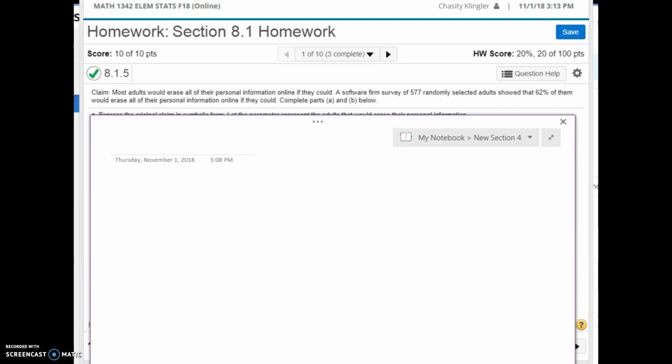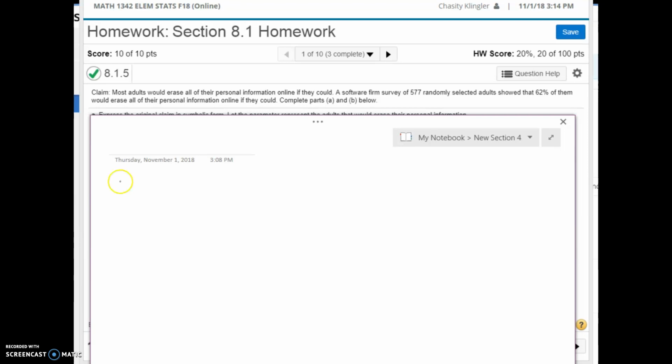It says, most adults would erase all of their personal information online if they could. And then it goes on to say a software firm survey of 577 randomly selected adults showed that 62% of them would erase all of their personal information online if they could. And you're going to complete parts A and B. I just want you to look at the claim. This says most adults would erase all of their personal information online if they could. And then over here, they're giving you a percent.